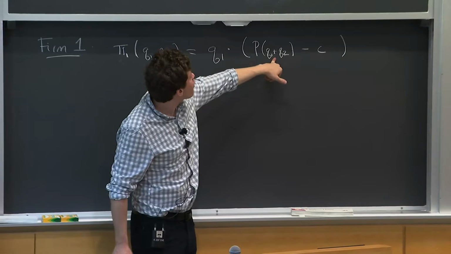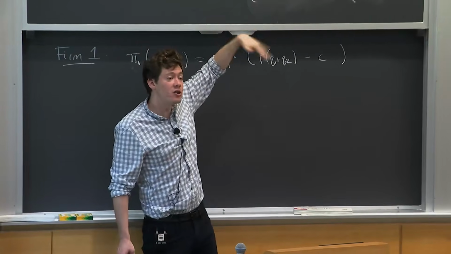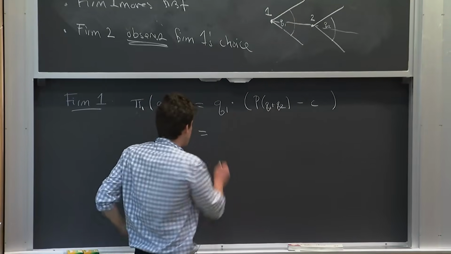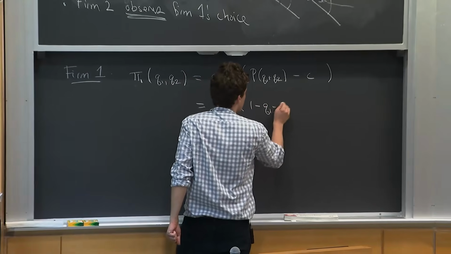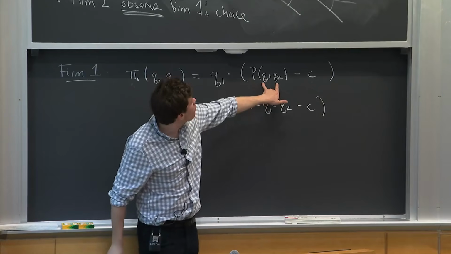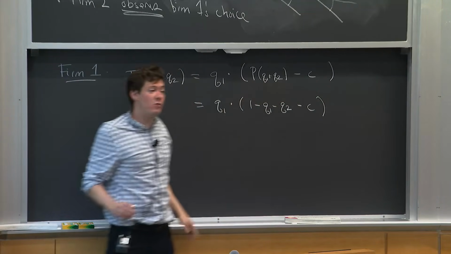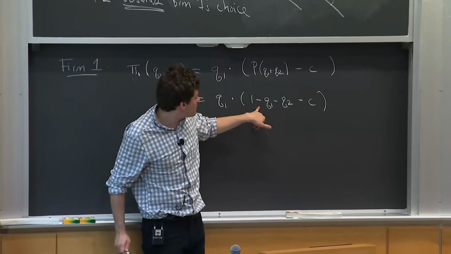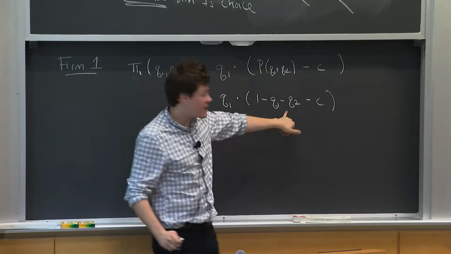But let me plug in a formula here, with my little cheat that I'm going to assume Q is not so big that this is a negative number. So I'm just going to write this as Q1 times 1 minus Q1 minus Q2 minus C, where technically this formula only applies if Q1 plus Q2 is between 0 and 1, but in the end it will be. You might say, why are there two negatives? Well, remember, it's minus, in parentheses, Q1 plus Q2, and that's why I get two minuses.